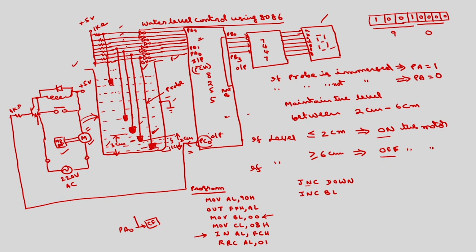Similarly, you have to check for PA1, if it is also 1, 2 centimeters. PA2 is also 1, 3 centimeters and so on. So we are incrementing the BL, otherwise you have to go for the next down. At the down, without incrementing the BL, I have to go for the next rotation. So you have to decrement CL by 1, DEC CL, jump not 0, up. So how to check the next probe? Again you have to rotate by one more bit.